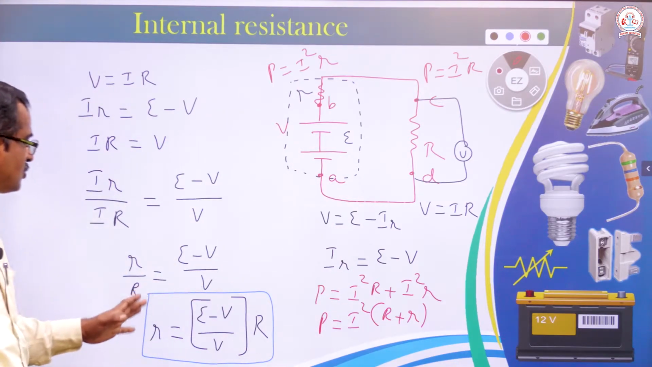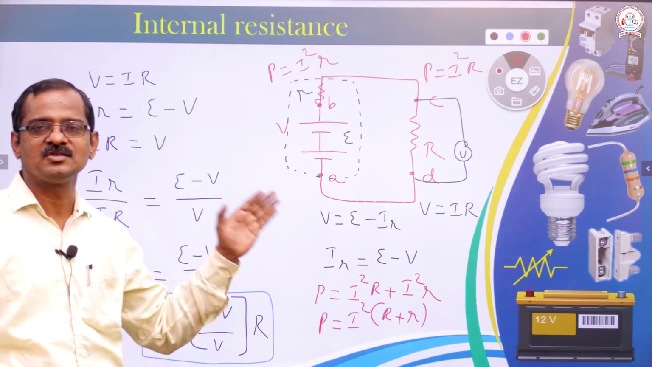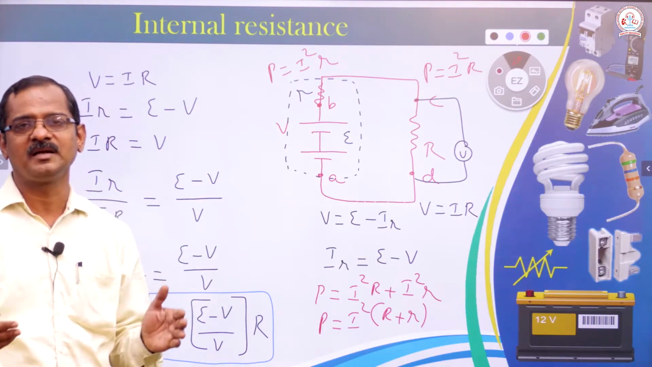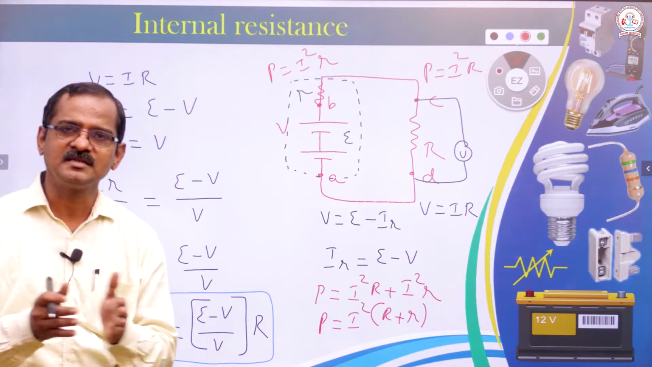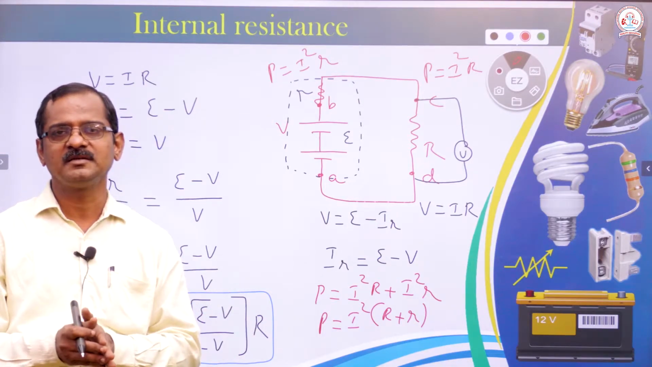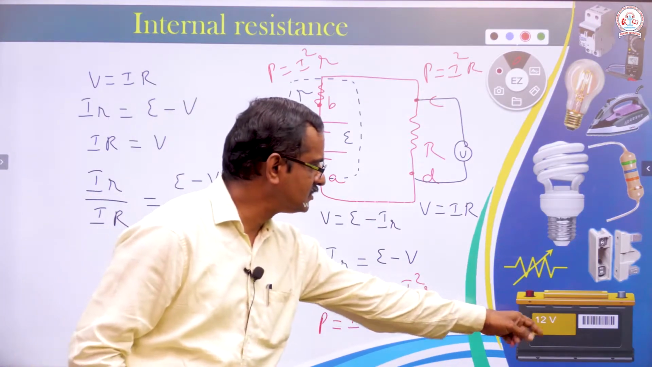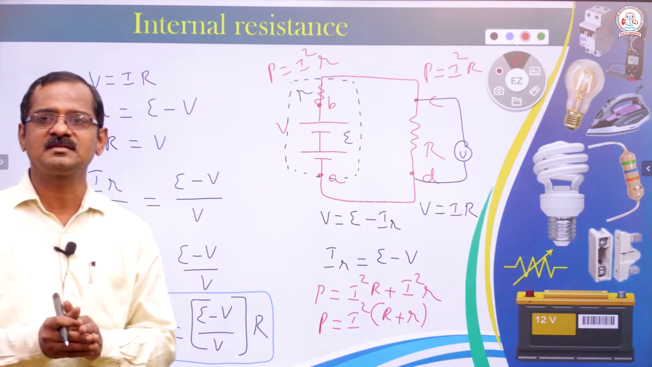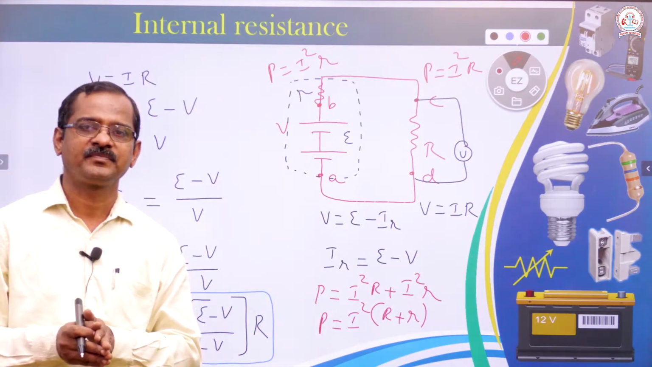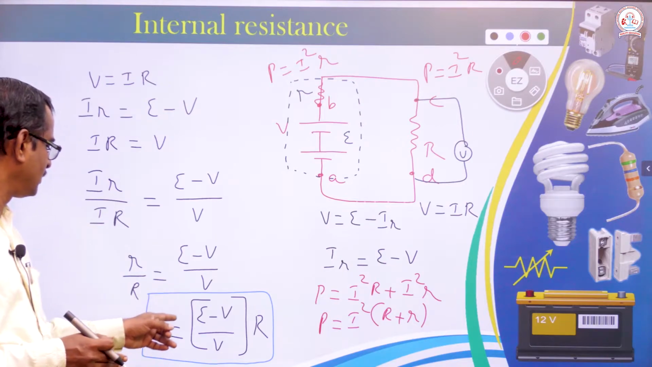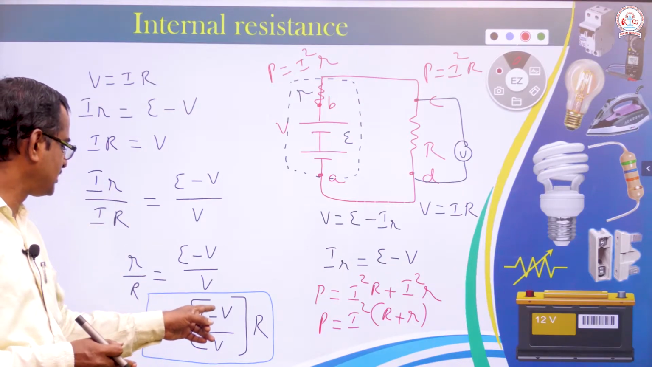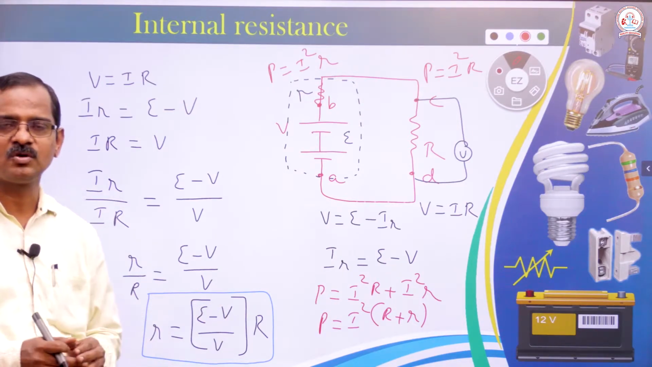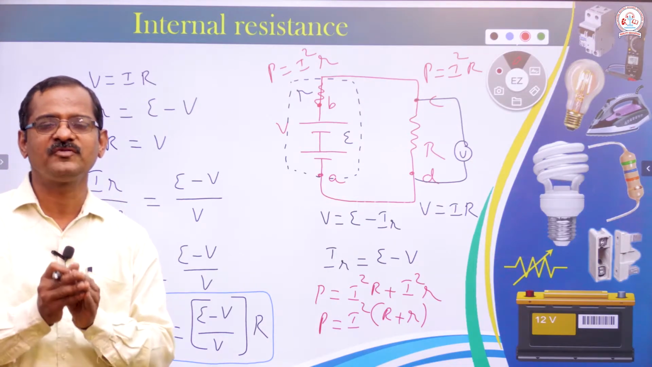So this is the equation to calculate the internal resistance of a cell or battery. If cells are connected in series, that's called a battery, isn't it? When cells are connected in series, then it's a battery. r equal to (epsilon minus V) divided by V, into R, is the equation to calculate the internal resistance of a cell.